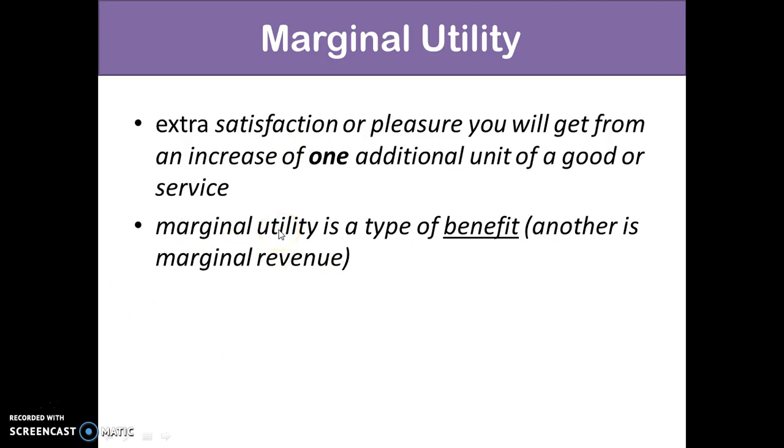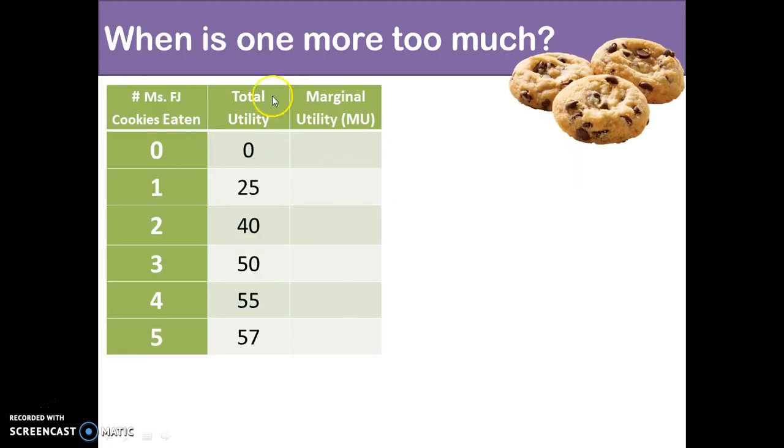Benefit is an umbrella term. Marginal utility and marginal revenue are all terms that fall under that umbrella term. So you'll calculate it the same way as you do with marginal benefit. And so let's do that.